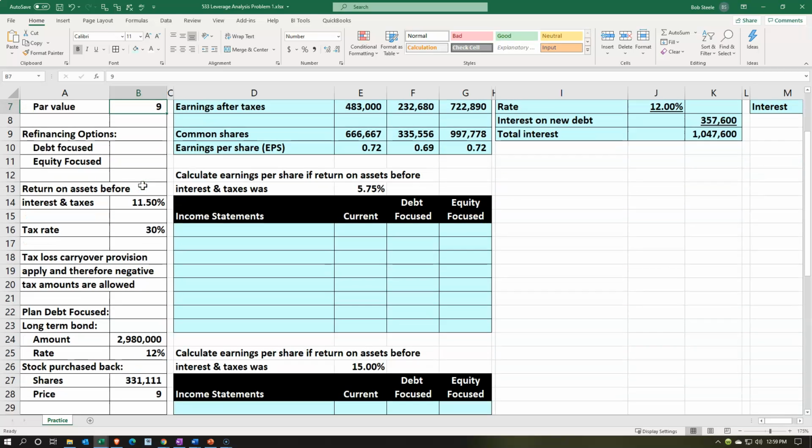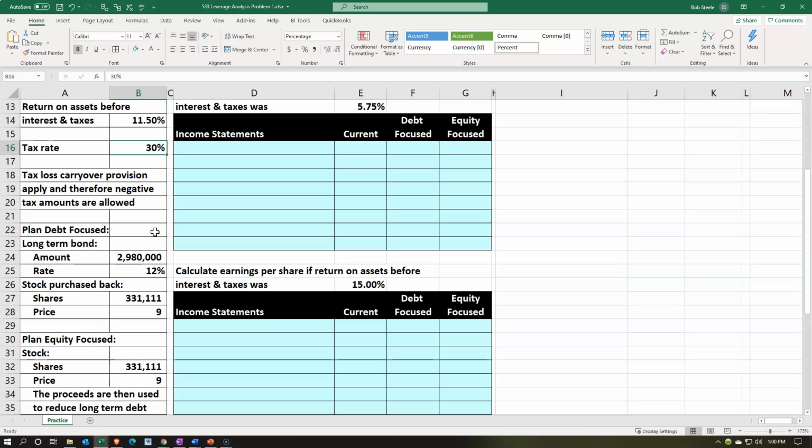We had two scenarios for taking action in the future. One being debt focused, the other being equity focused. We had a return on assets before interest and taxes of 11.5%, tax rate 30%. Then we had our two plans.